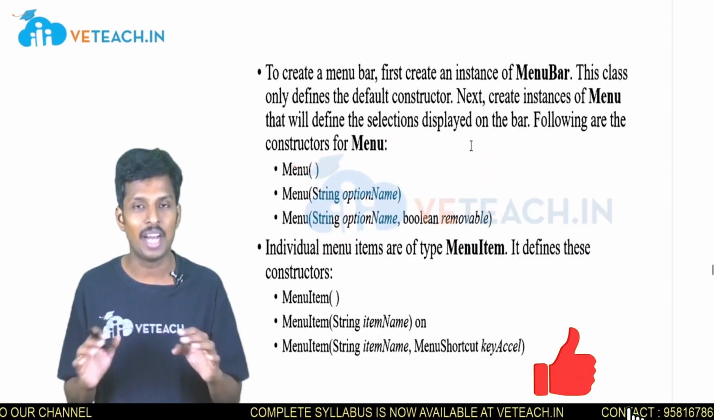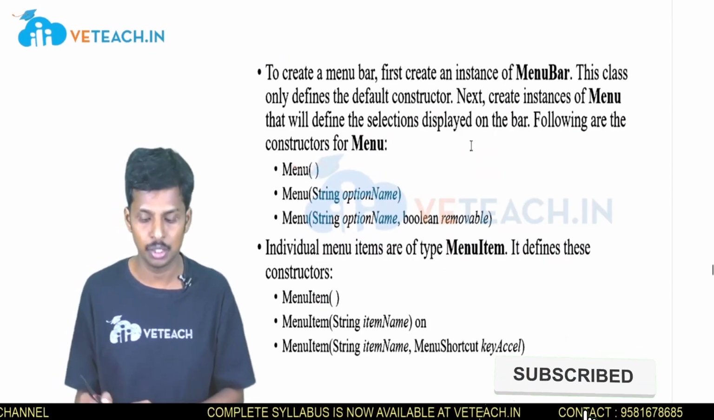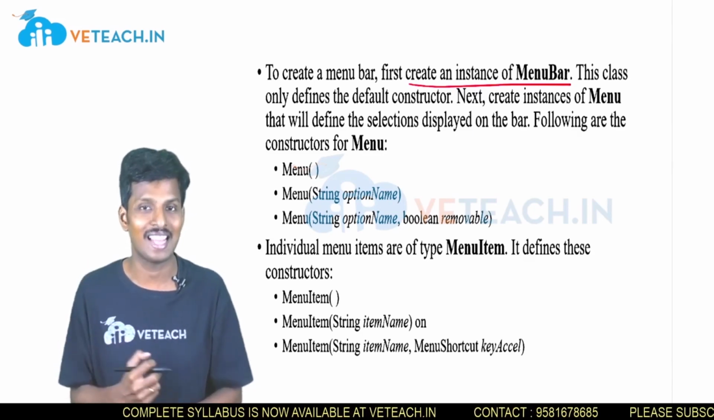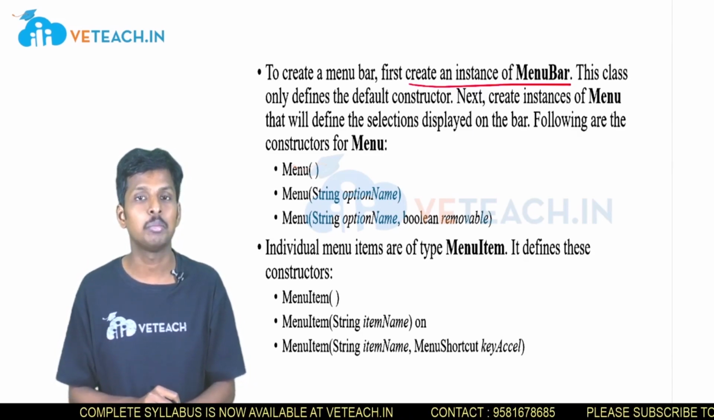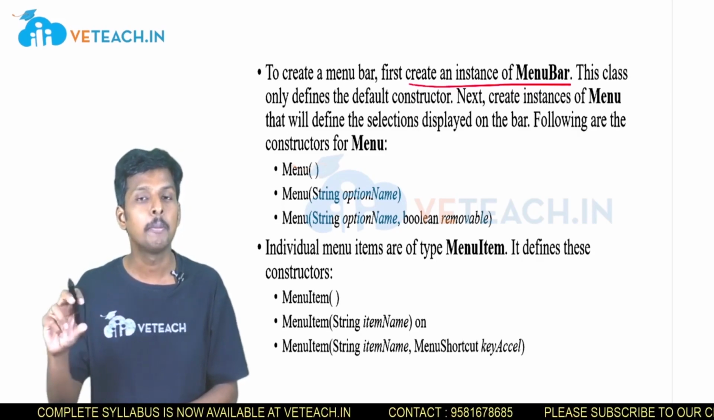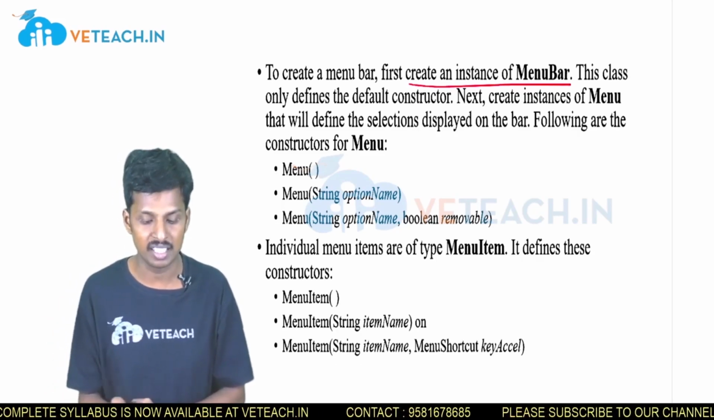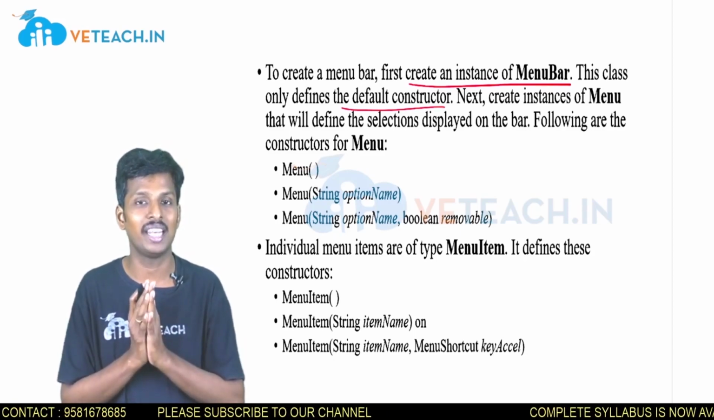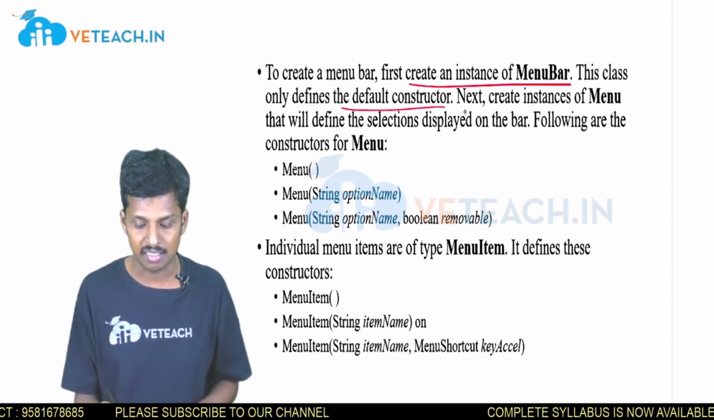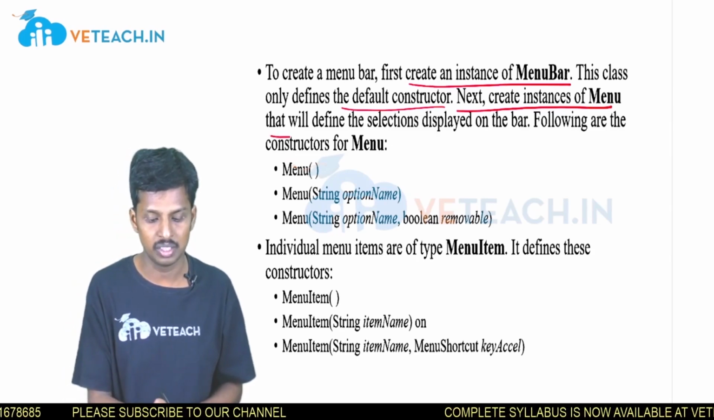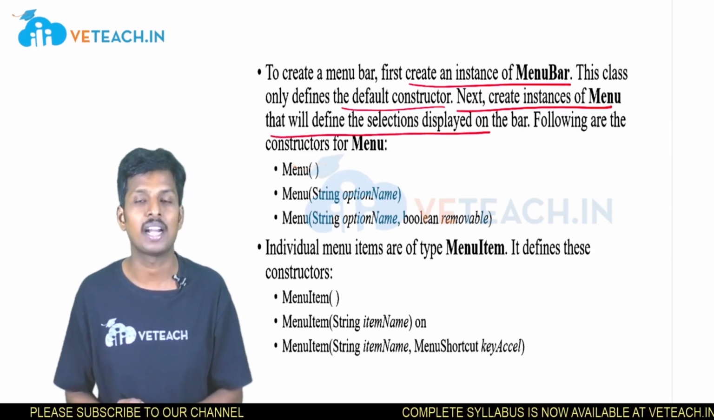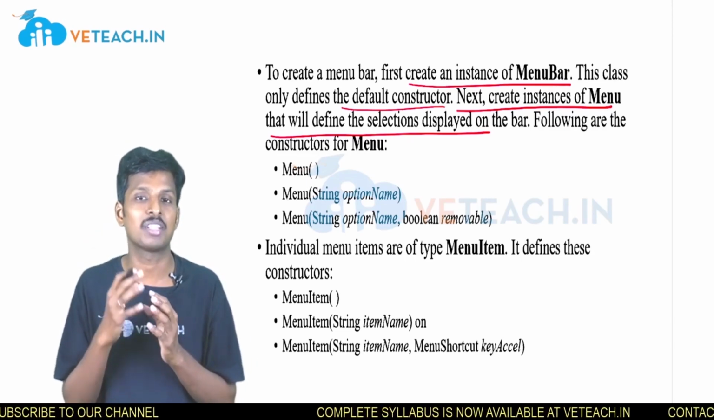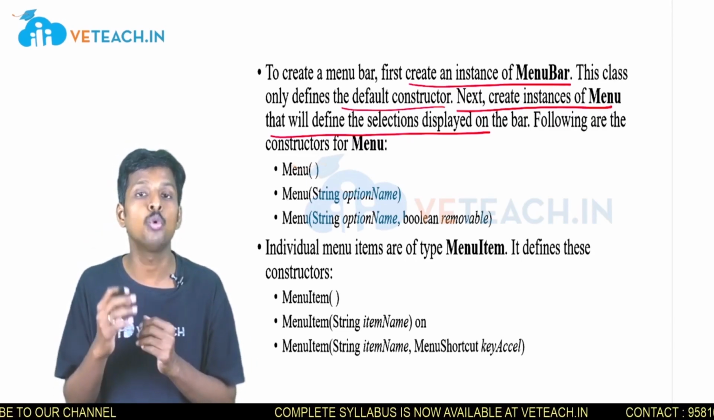To create a menu bar, first we need to create an instance of the MenuBar class. MenuBar is a predefined class present in the java.awt package which is used to create a menu bar. This class only defines the default constructor. That's all. Next, create instances of Menu that will define the selections displayed on the bar. A menu bar is a collection of menus. So once the menu bar is created, we have to create Menu objects.